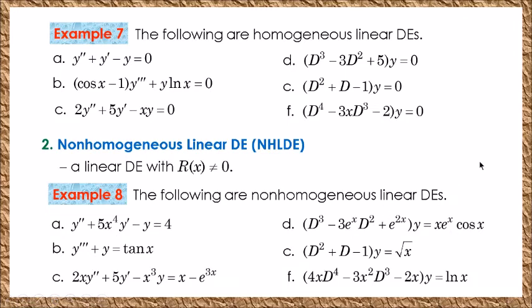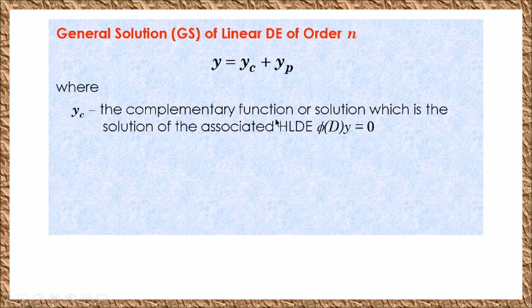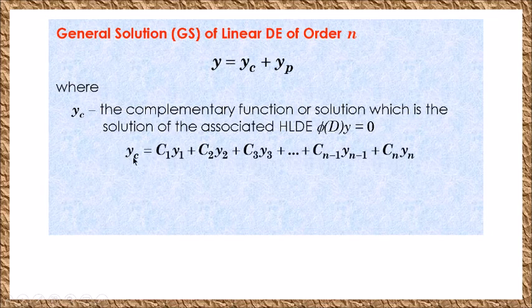Linear differential equations, non-homogeneous. What is the form for the general solution of a linear differential equation of order n? So the general solution of an LDE of order n takes the form y equals y sub c plus y sub p, where y sub c is the complementary function or solution, which is the solution of the associated homogeneous LDE, phi of D applied to y equals 0. And it takes the form c sub 1 y sub 1 plus c sub 2 y sub 2 plus c sub 3 y sub 3 all the way to c sub n y sub n, where c sub 1, c sub 2, c sub 3 up to c sub n are all arbitrary constants.